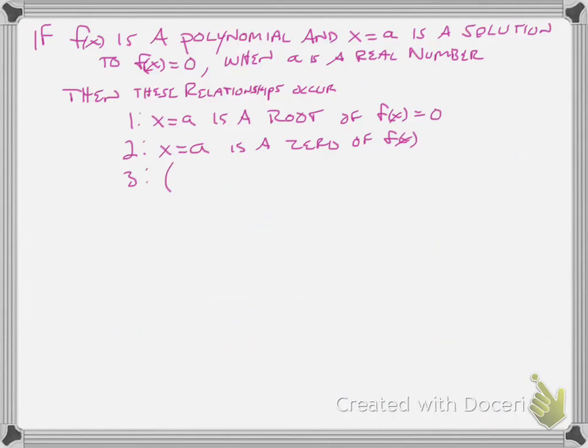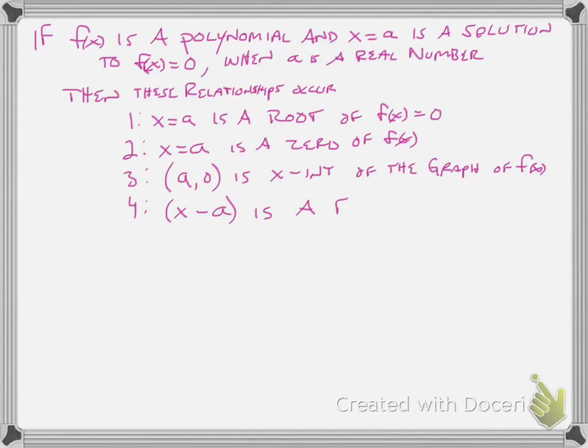It would also mean that the coordinate a, 0 is an x-intercept of the graph of f of x. And I would be able to know one of the factors of f of x is x minus a. So x minus a is a factor.